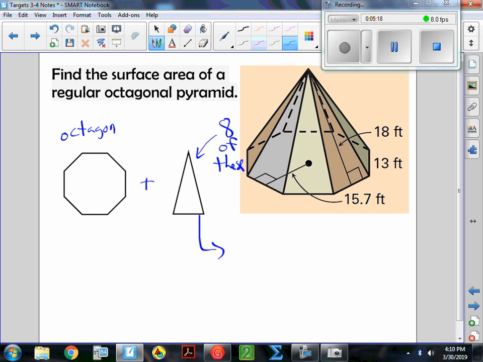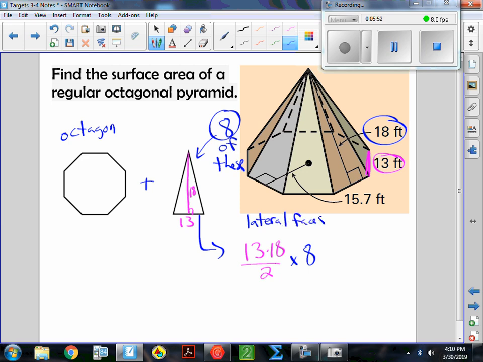The height of the triangle is 18 as shown on the diagram. The base of the triangle is 13. Again, I got to look for that. And so the area of those triangles is going to be base times height divided by 2. And then there are 8 of them, so we're going to say times 8. So 13 times 18 divided by 2 times 8. And this is all the lateral faces, which means it's all the triangles that are making up the outside edge.